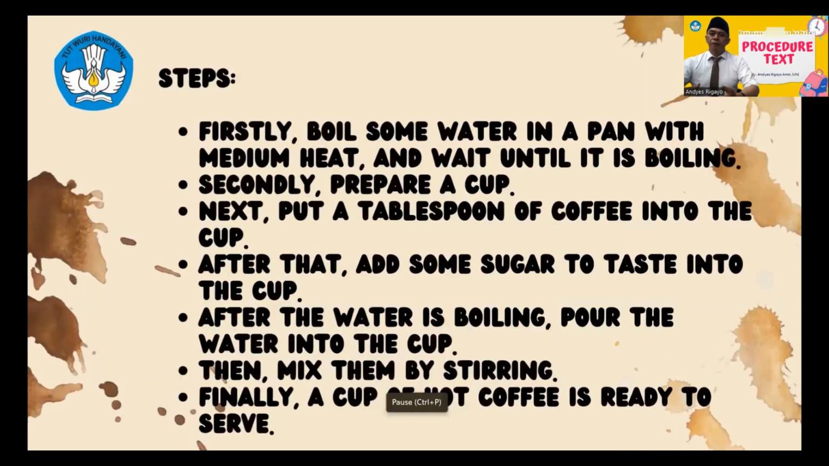The step: firstly, boil some water in pan with medium heat and wait until it's boiling. Secondly, prepare a cup. Next, put a tablespoon of coffee into the cup. After that, add some sugar to taste into the cup. After the water is boiling, pour the water into the cup. Then mix them by stirring. Finally, the cup of hot coffee is ready to serve.